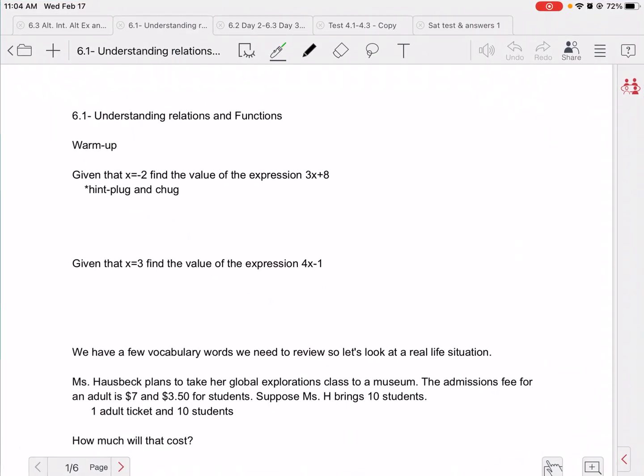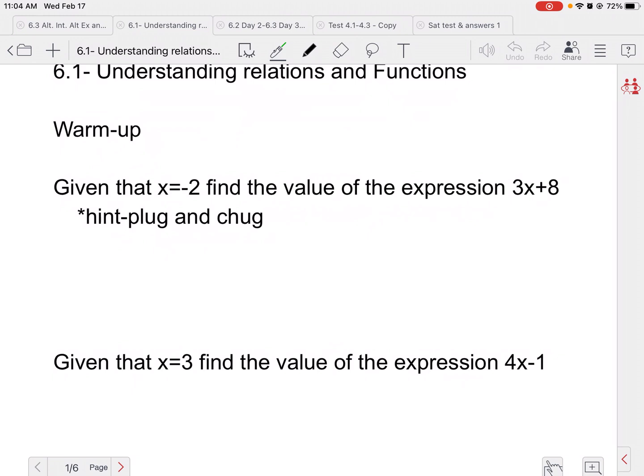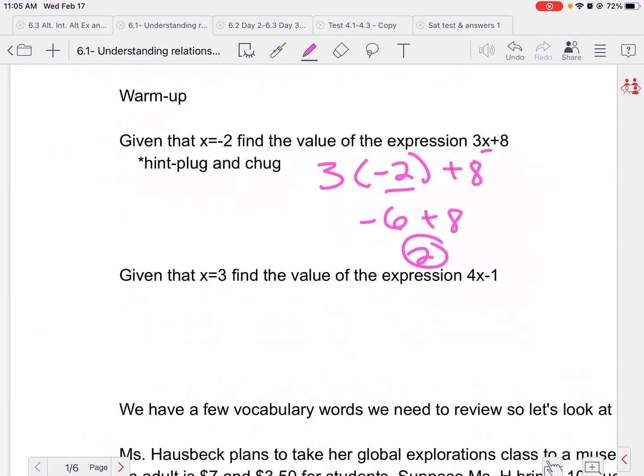All right, so first thing, let's remind ourselves, if I give you that x is negative 2, find the value of the expression 3x plus 8. And remember, we just plug and chug, so this would be 3 times negative 2 plus 8. So instead of writing x, I wrote a negative 2. Well, 3 times 2 is negative 6 plus 8, which would be 2. So go ahead and give this one a try for me.